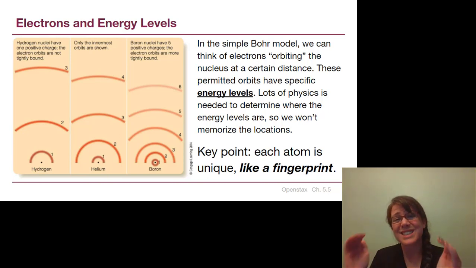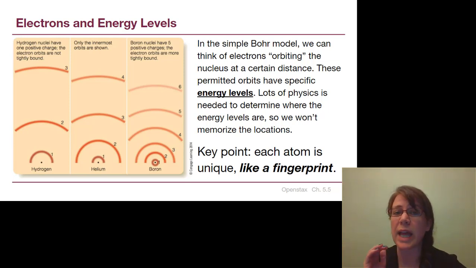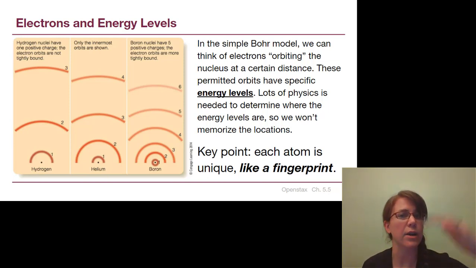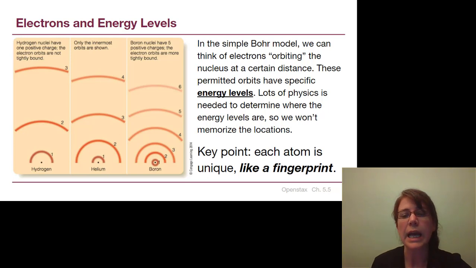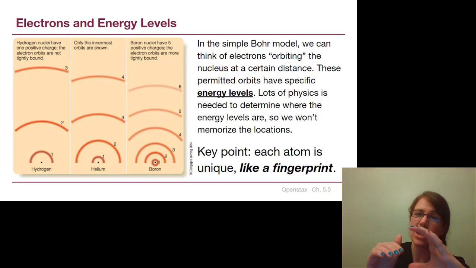Now, those different distances away from the nucleus, the important part is that they have different amounts of energy, so we call them energy levels. We just think of those levels as being like a ladder, a set of stairs that the electrons can stand on. And the key point is that each atom is unique in where those levels are. And just like a ladder, you can only put your foot on the actual rungs that exist. You can't set your foot in between two rungs.